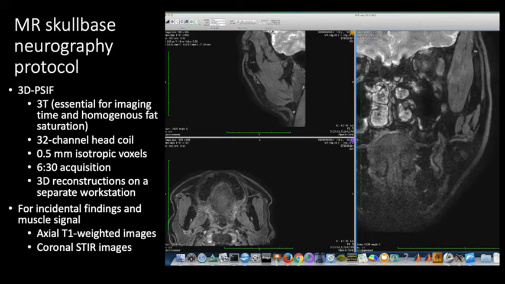It's very important that you be able to reconstruct these images on a separate 3D workstation to be able to really do the multiplanar curved reconstructions to be able to follow the course of these nerves, because the course can be very complex, and being able to line the nerve out along its course is very important for being able to look at pathology. We also include axial T1 weighted images and coronal STIR images to look for both any incidental findings, right? Maybe they have things in addition to their peripheral neuropathy, as well as to look for secondary signs related to the peripheral neuropathy, such as muscle atrophy.